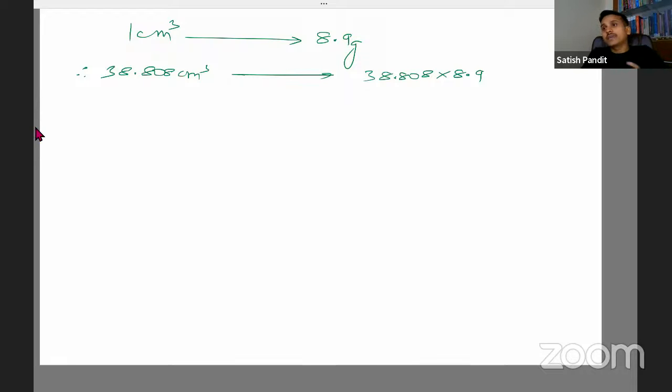Now you have to just multiply 38.808 into 8.9. So I'm getting 345.391 2, but if you round off, it will get 1. So 345.391 gram. So this is the answer. The mass of the ball is 345.391 gram.